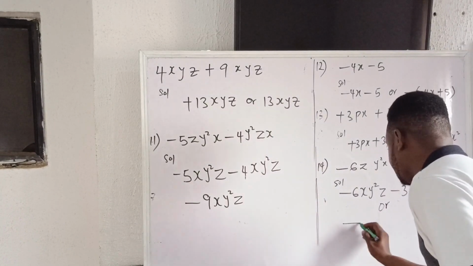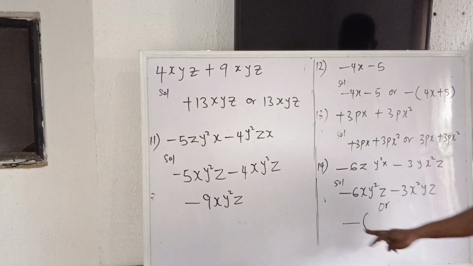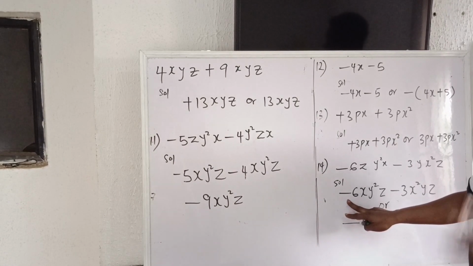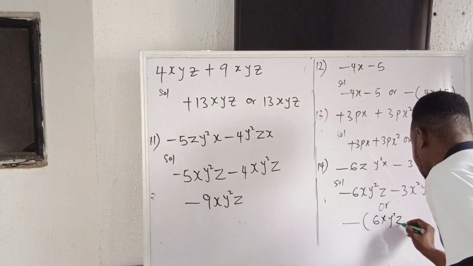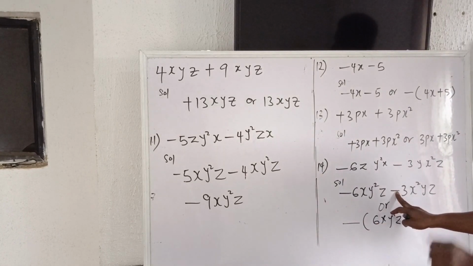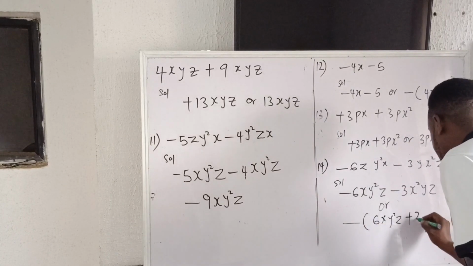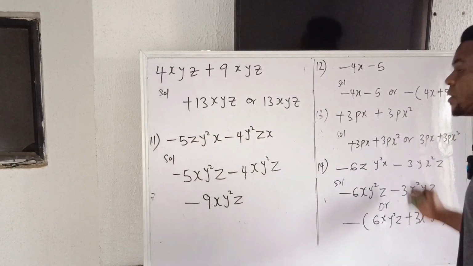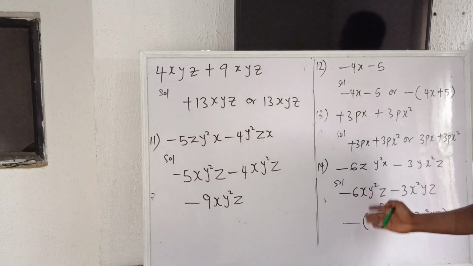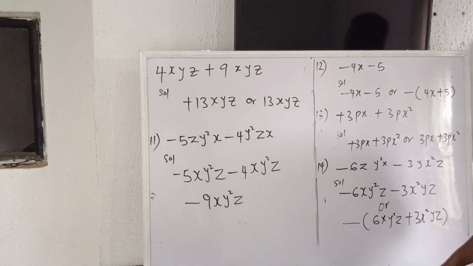So if I bring out the minus, I'll put a bracket, minus dividing minus gives us plus. So I'm going to have 6xy squared z, minus dividing minus also gives us plus. So I'm going to have plus 3x squared yz. So both are correct. Are you getting that now? So this is how you can leave your answer.